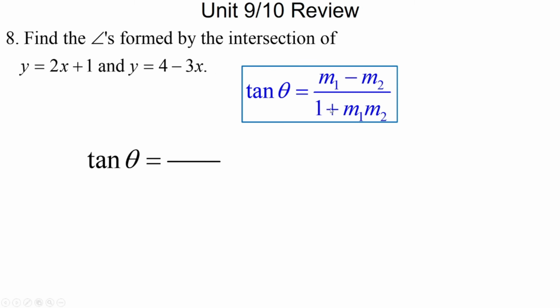All right. So anyway, what is the difference between these two slopes, and which one you call the first or the second really doesn't matter. I see a slope of 2 and a slope of -3. 2 minus -3 would be 2 plus 3. This is going to end up being a 5 right there. Okay, and there you go. And then 1 plus, and the product of those two slopes would be 2 times -3, -6. So that's 1 plus -6, or 1 minus 6. All right, and I see a 5 over -5, which is -1. So when does tangent have an output of -1?